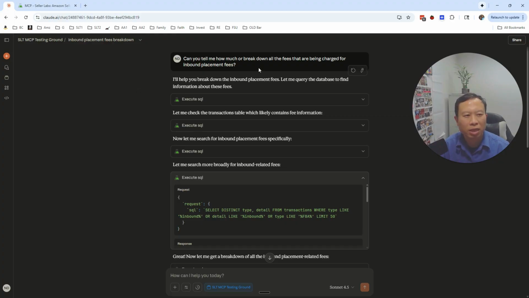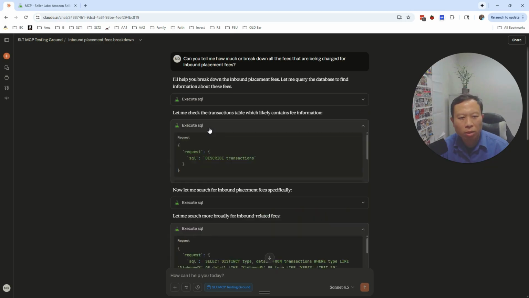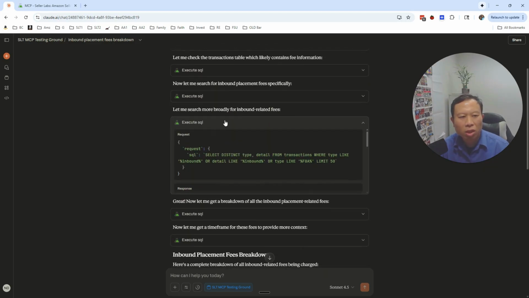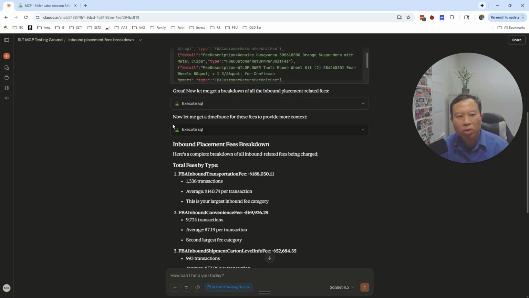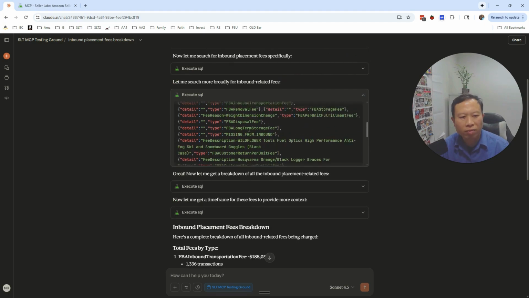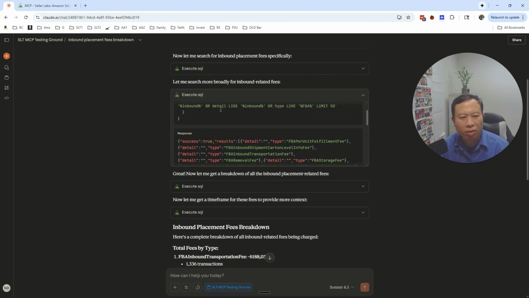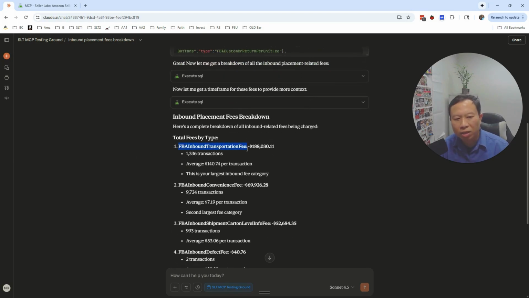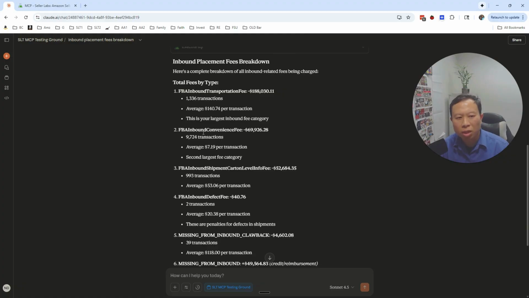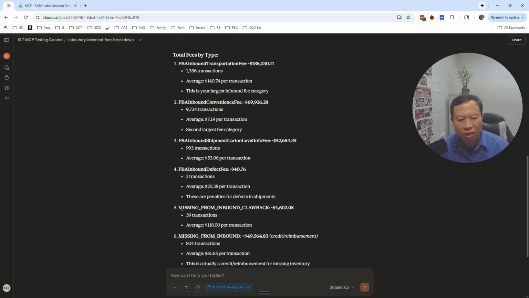I asked, can you tell me how much breakdown fees there are? So it started pulling through the different places, the show tables. It looks for transactions. And it's looking through a bunch, and then it finally found it in the transaction table after pulling all the different fee types that are available that are related to inbound in the transaction table. So after digging around, it did give us all the fees like inbound transportation and inbound convenience fees, inbound shipment carton levels.